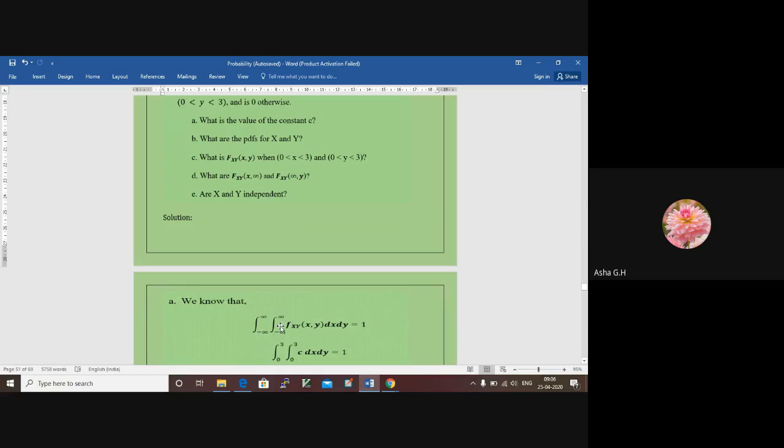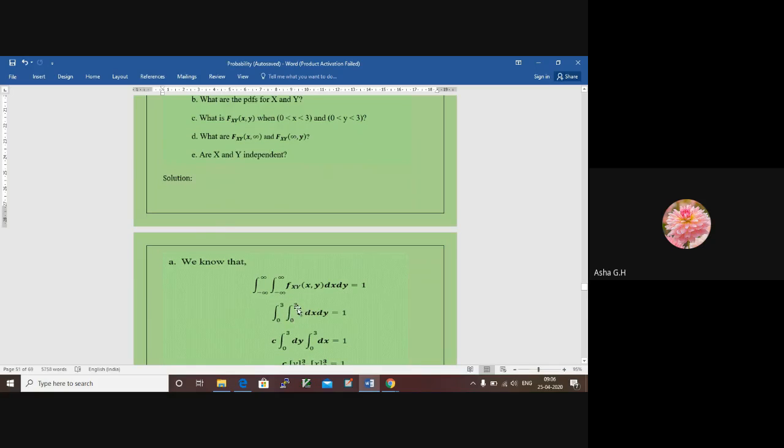So this is by definition the double integral of f_XY(x, y) between minus infinity to plus infinity, which is 1. We already have the range given to us, 0 to 3 and 0 to 3, and the function is c. So you can just take out c. 0 to 3 dy, 0 to 3 dx is equal to 1.